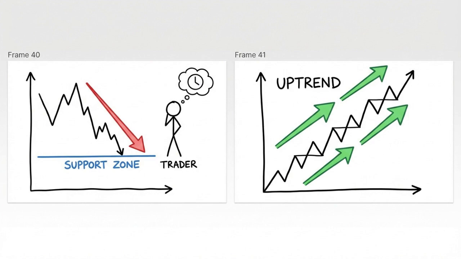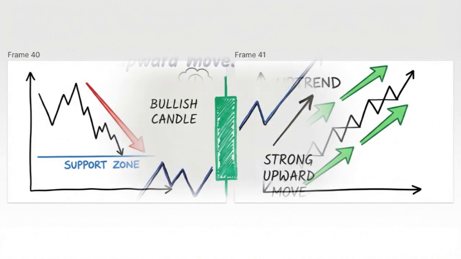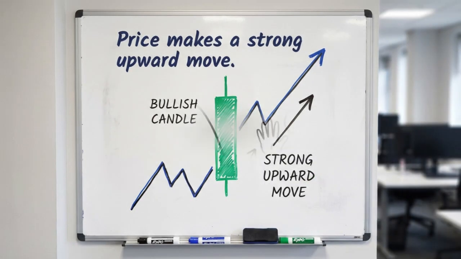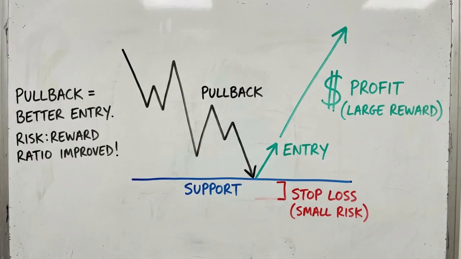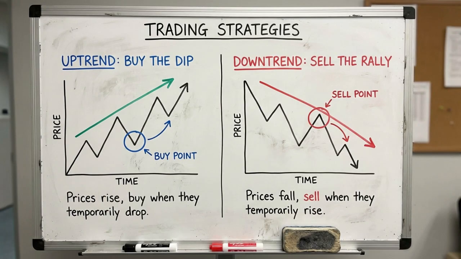For example, imagine the market is in an uptrend. Price makes a strong upward move. Instead of buying immediately, you wait for price to retrace towards support. This pullback gives you a better entry price and improves your risk-to-reward ratio. This concept is sometimes called buying the dip in an uptrend or selling the rally in a downtrend.